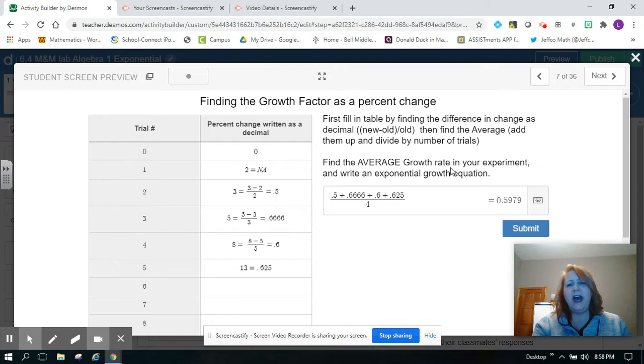Then it says to find the average rate in your experiment. So for my average rate, I'm going to add up all those percent changes, 0.5, 0.666, 0.6, 0.625. Probably fine if you just go to the nearest thousandth. I went a little further on this one, but go to the nearest thousandth if you can. And I get the answer 0.5979. That's my average percent growth for the entire thing. So I'm going to take that average growth, and that's what I'm going to use to make my exponential function.